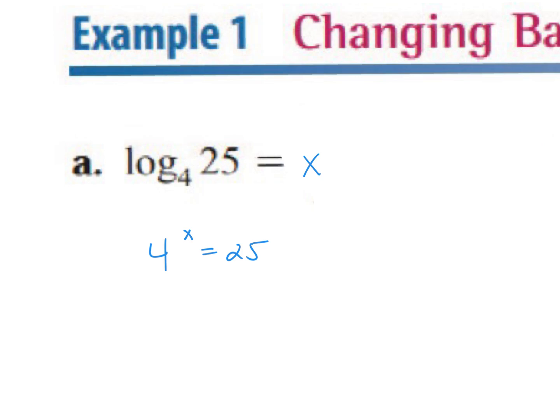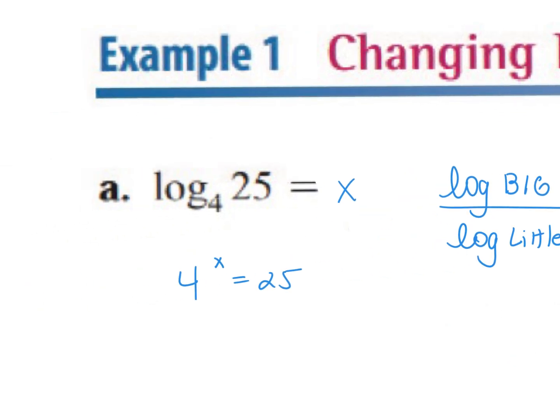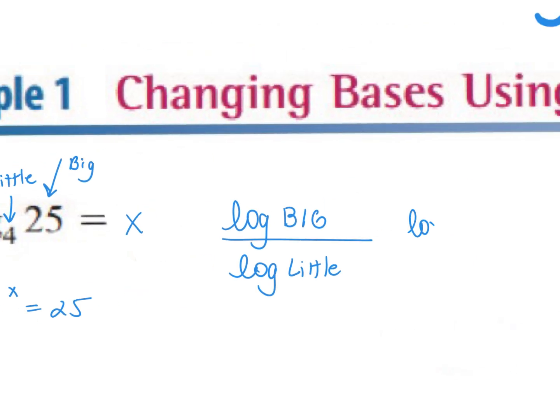And it's really simple. The way that you do that is in your calculator, you hit log of the big number divided by log of the little number. Now, when I say big and little, which one is the big number? 25 is the big one. Which one is the little one? It's not necessarily the larger value, it's visibly which one is bigger. So you would hit in your calculator log 25 divided by log 4.